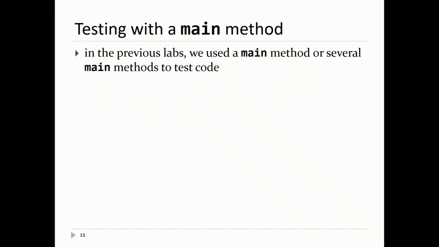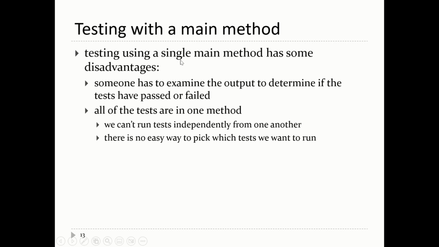All right, so in the previous labs, what did we do to test our code? Either you didn't test your code, you just implemented it and assumed it was correct, or you wrote a main method, or several different main methods, ran the main method and looked at the output. So testing with a main method or multiple main methods has some very serious disadvantages. Probably the biggest one is that someone has to look at the output of the main method. Someone's got to run your code, run the main method, look at the output, and determine, is that output what we expected to see or not?